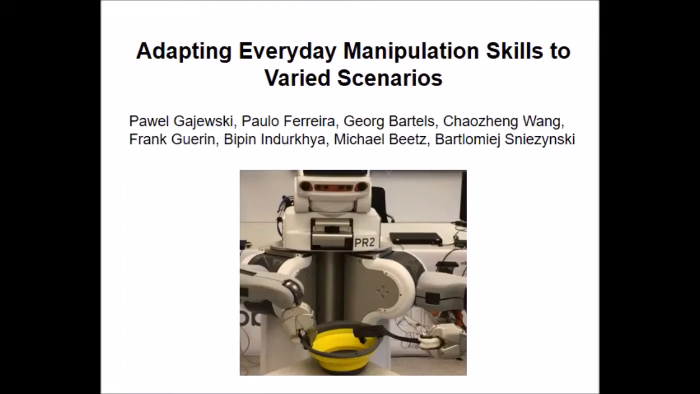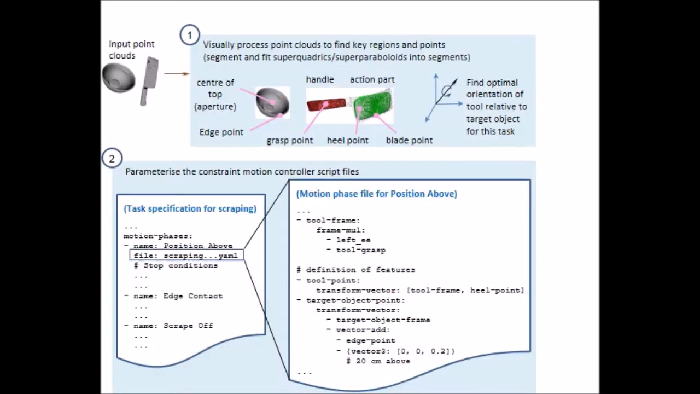This video describes our paper, Adapting Everyday Manipulation Skills to Varied Scenarios. In this diagram in the lower portion, we see the motion script for the task of scraping a tool on the edge of a container. In the top left, we see the point clouds of a container and a tool.